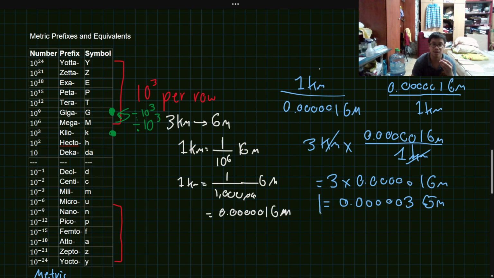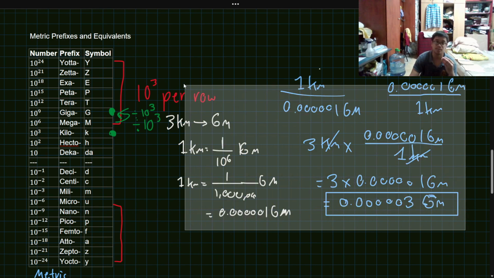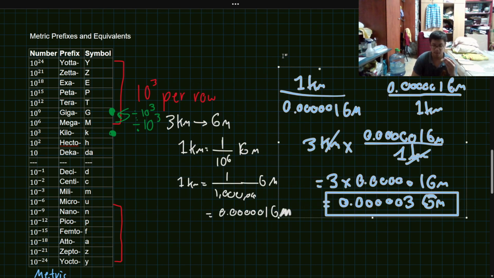So that means 3 kilometers is equivalent to 0.0000003 gigameters. All right, that's it. That is the answer for this problem. All right, let's try another problem. Since we've already been here, like kilo to giga, which is beyond kilo, let's try another problem. All right, let me just erase this.